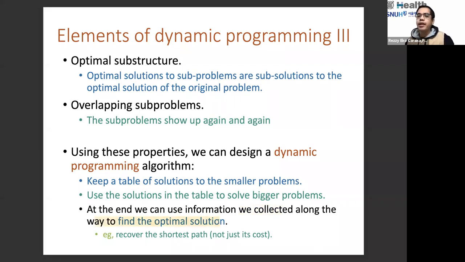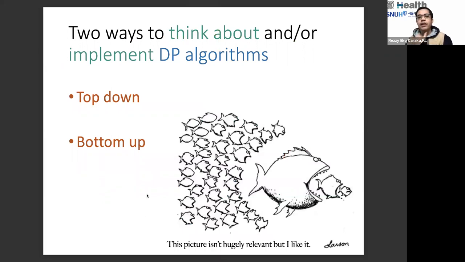If you're using programming, either linear programming, non-linear programming, dynamic programming, or Markov chain Monte Carlo, MCMC, the goal is only to find the optimal solution. So for dynamic programming, a typical example is finding the shortest path to locations or to a logistics venue. At the end, we can use the information we collected along the way to find the optimal solution. For example, you can recover the shortest path with dynamic programming. This is what I'm talking about.